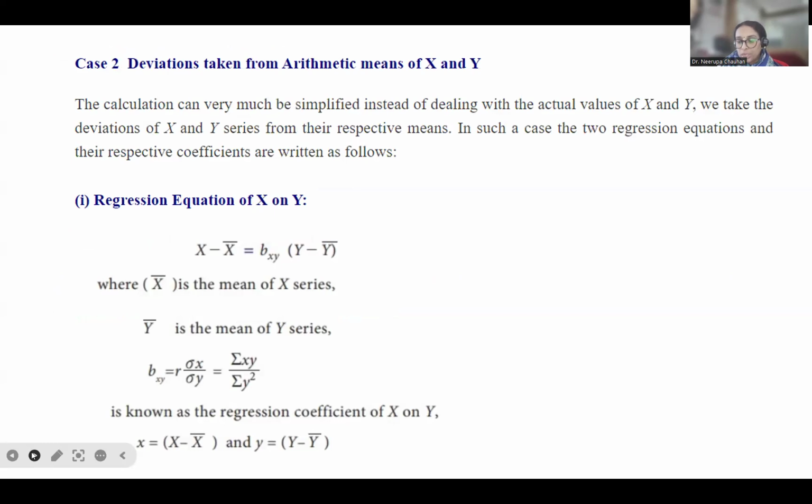So that was the direct method. The second is called the arithmetic mean method. In the arithmetic mean method, we calculate the deviations. Here the equation remains the same. X on y is x minus x bar is equal to bxy into y minus y bar. But instead of n summation xy, we are using the deviations. So here bxy is equal to summation of xy divided by summation of y square, where x is x minus x bar and y is y minus y bar.